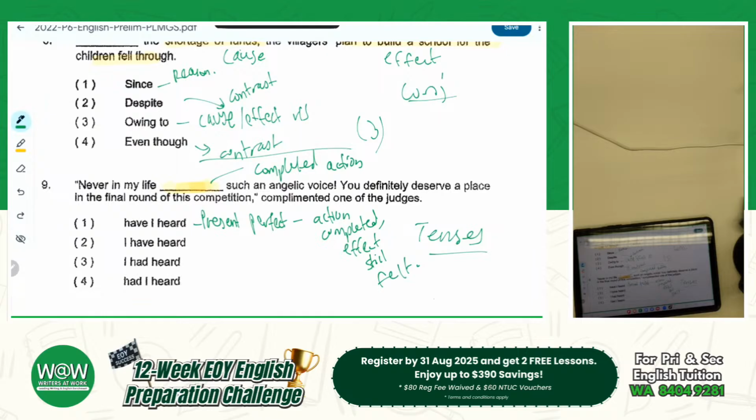Next, had heard. So had here is in the past perfect tense. So basically, we're trying to show that one action occurred before the second took place. Okay, so in this case here, we will not use number 3 and 4 because there's only one completed action that we are interested in. That is the judges hearing the girl sing.